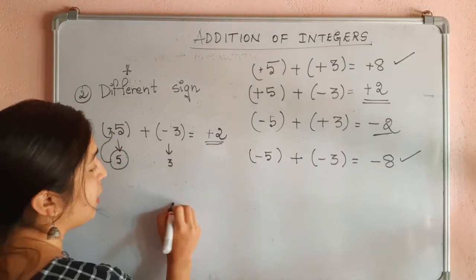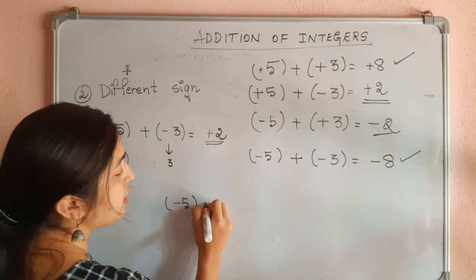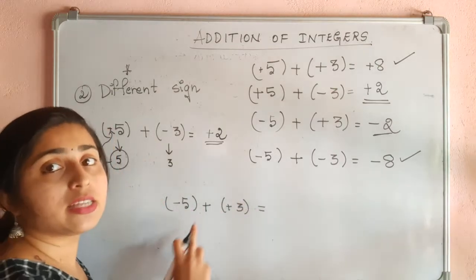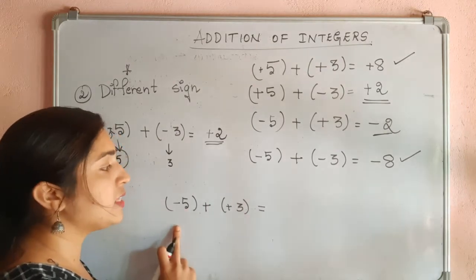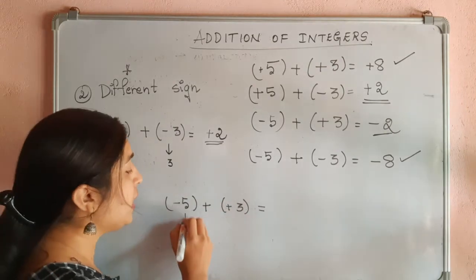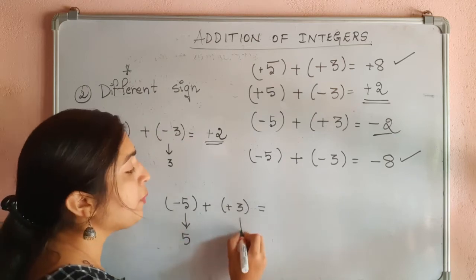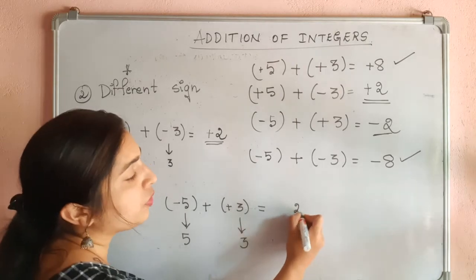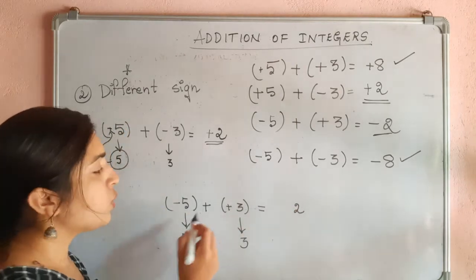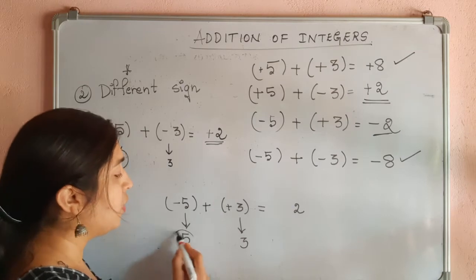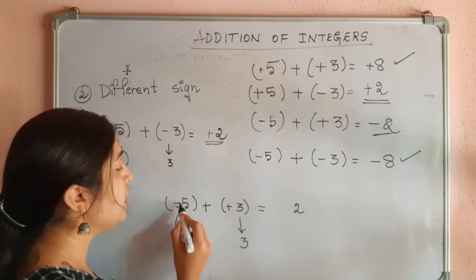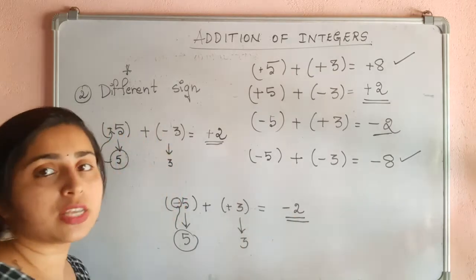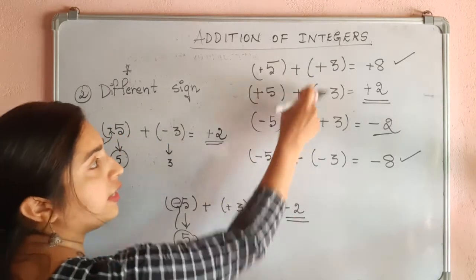Similarly, now if I take minus 5 plus 3. In this case also, it has different signs. It has a negative sign and a positive sign. So take the absolute values. This is 5, this is 3. What is the difference of these two? It is 2. Now we have to decide the sign. The greater absolute value is 5. What is the sign associated with it? That is a negative sign. So you have to place it in the result. This gives you minus 2.